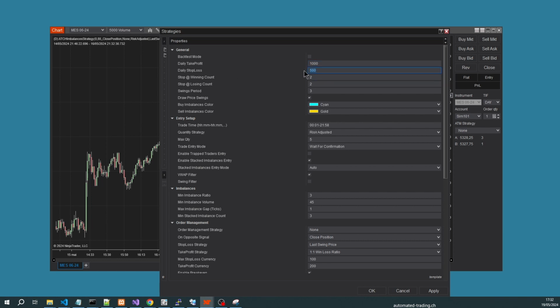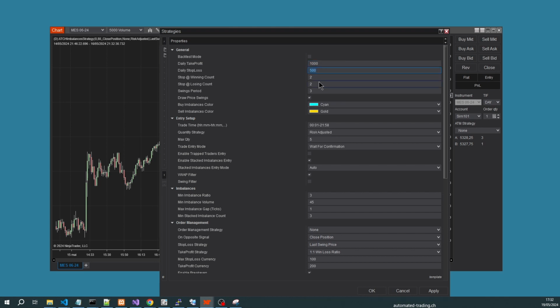So if the strategy hits minus $500 for the day, it will stop trading. Of course, if you set this to 0, it will not be taken into consideration. Same thing for the daily take profit. If you don't want the strategy to stop at a certain profit, you set this to 0. But I personally use these values, and I set my stop loss to 500.